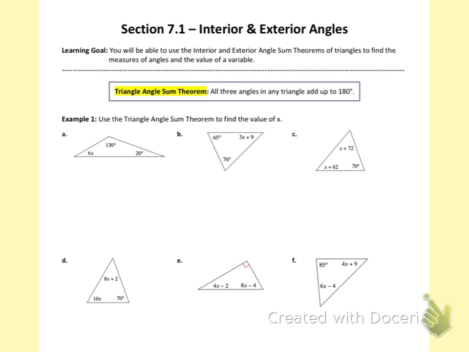Welcome to lesson 7-1, interior and exterior angles of triangles. In this next module, we are going to be really focusing on triangles, and we're going to learn all kinds of different properties of triangles.